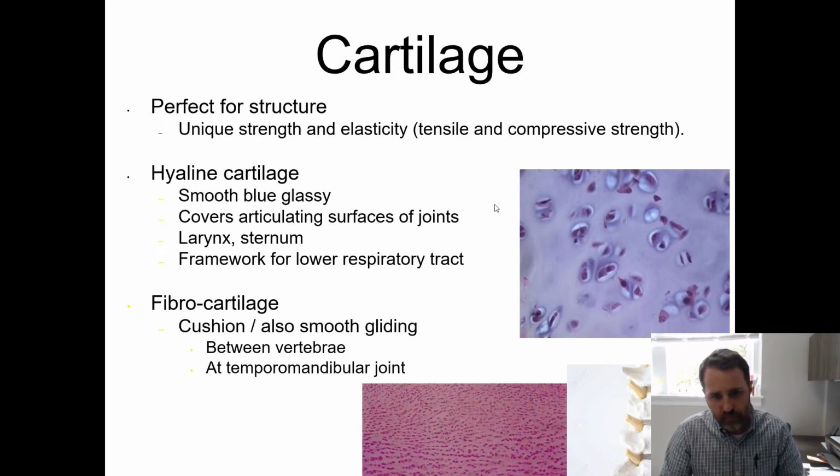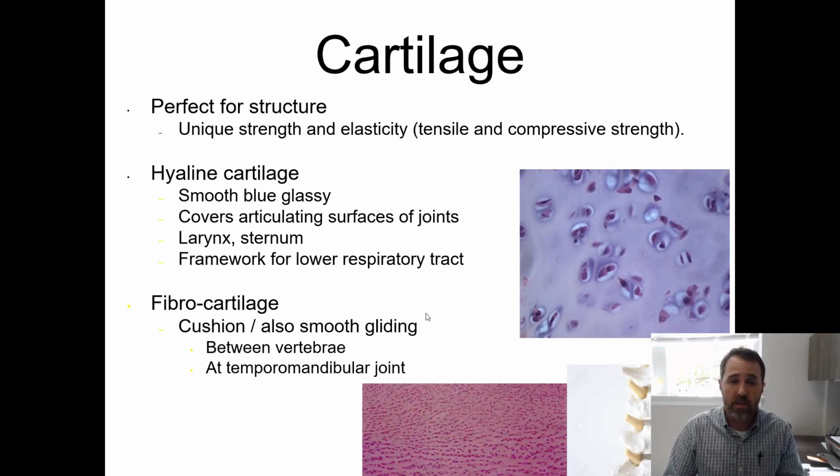Hyaline cartilage is also known as blue cartilage. This is very glossy. It covers articulating surfaces of some joints. It forms the framework for your trachea, the cartilages of your larynx, your voice box. That is blue cartilage. So if you're ever watching a cadaver dissection or a surgery of the larynx and they cut in, you'll see that thyroid cartilage, and it is blue and glossy looking. Also, your sternum is hyaline cartilage.